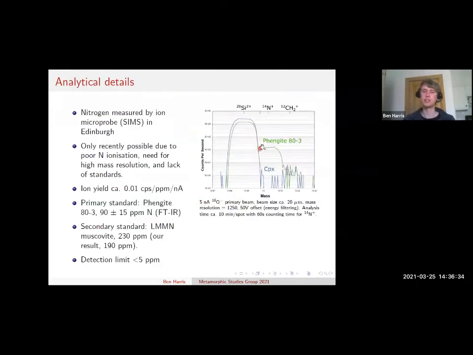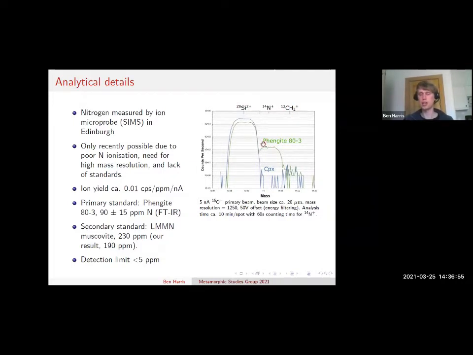So this is a new technique for analyzing nitrogen. It's not been tried before because nitrogen doesn't ionize particularly well on the ion probe. However, we now have a good routine where we can get good signal and we can distinguish between different interferences. So the main interferences on nitrogen are silicon and carbon.